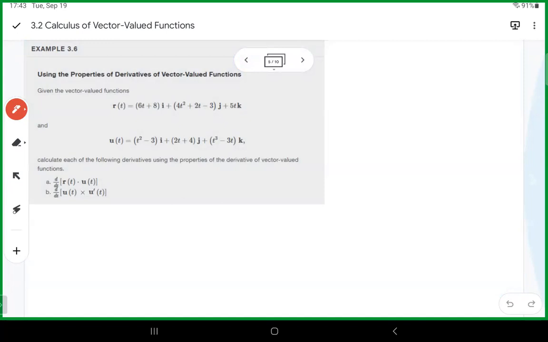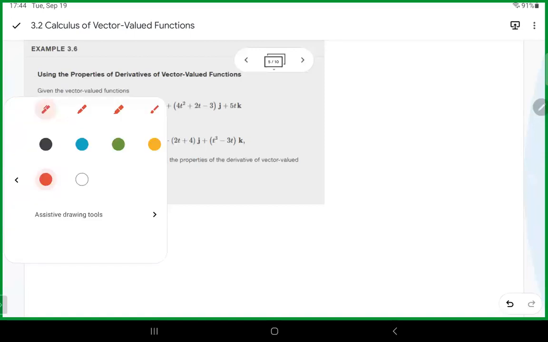So the next example we're going to do is using the properties of derivatives of vector valued functions. Given the vector valued functions, calculate each of the following derivatives using the properties of the derivative of vector valued functions. Okay, so we're not going to squeeze this onto one thing, so don't be scared. We're going to do it on two different slides. So the first one we're going to do is A here.